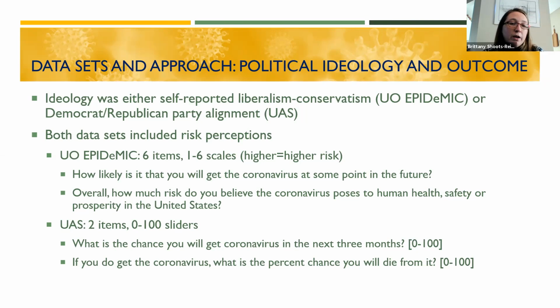We also looked at risk perceptions in slightly different ways. So in our study, we used 6 items across each wave. Things like how likely is it that you will get coronavirus at some time in the future? And overall, how much risk do you think that the coronavirus poses to health, safety, and prosperity in the United States? And this last question is based on Dan Kahan's work. He's done a lot of the work that has shown effects of motivated numeracy and climate change risk, for example. UAS used 0 to 100 sliders. What's the chance you'll get coronavirus in the next 3 months? And if you do get the coronavirus, what's the percent chance you'll die from it?